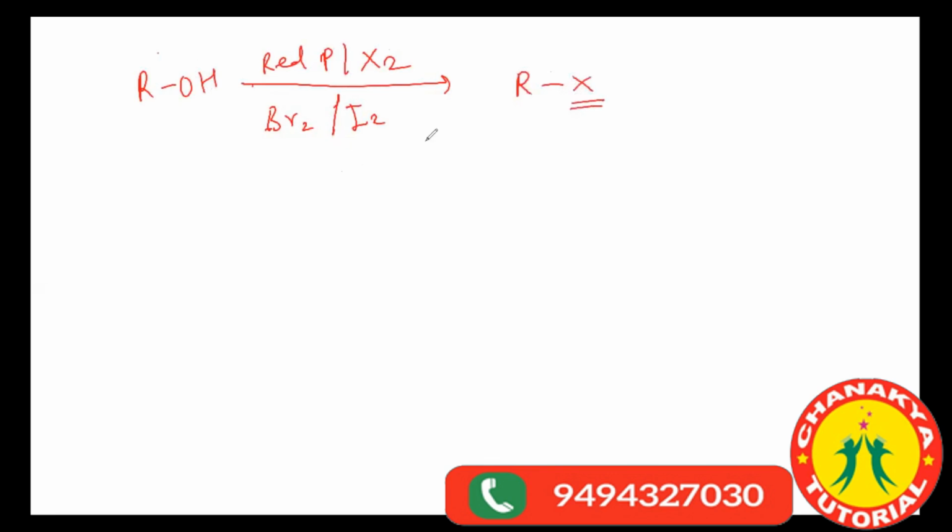In this case, phosphorus tribromide or triiodide are usually the reagents. Generally, while writing the reaction, they may say that in this reaction you may get phosphorus tribromide or triiodide, PBr3 or PI3, phosphorus tribromide and phosphorus triiodide, in situ.